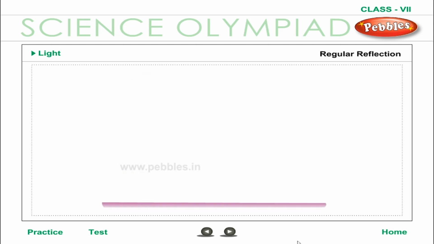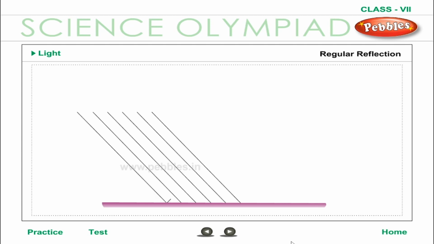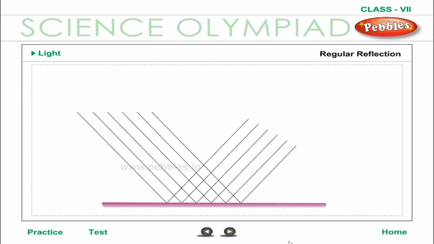Regular reflection. Regular reflection occurs when a beam of light falls on a smooth and polished surface. Example, plane mirror. If a parallel beam of light falls on a plane mirror, the reflected beam is also parallel and is in a fixed direction.